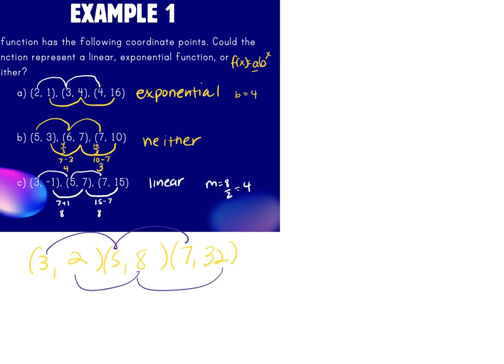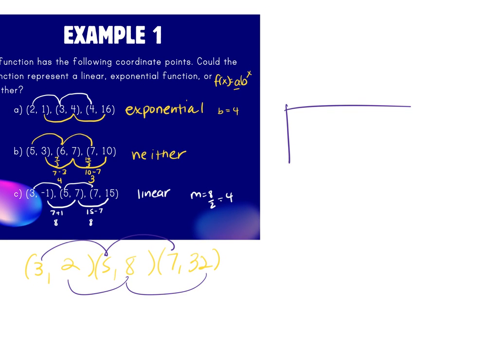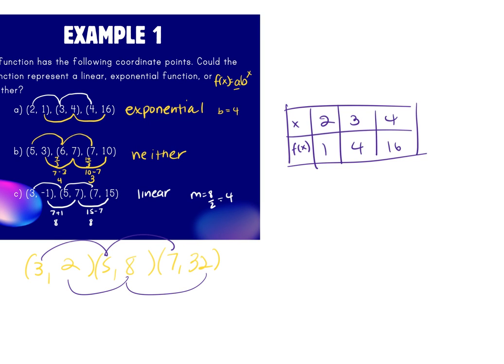This would be the same too because you'll see it like this, and sometimes you'll see it like this, and it will say x, and it will say f of x, and it would be 3. Well, what's the first one? 2, 1, 2, 3, 4, 1, 4, 16. So they could either give it to you in coordinate point form or in a chart form, and you're looking for the same thing.